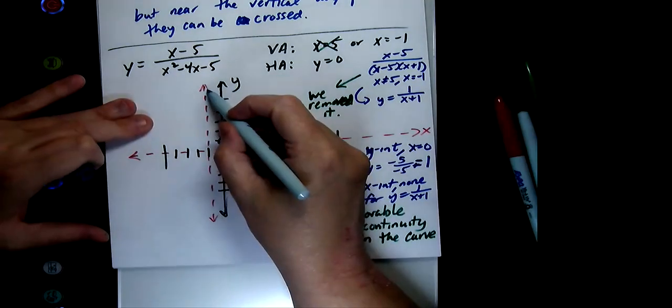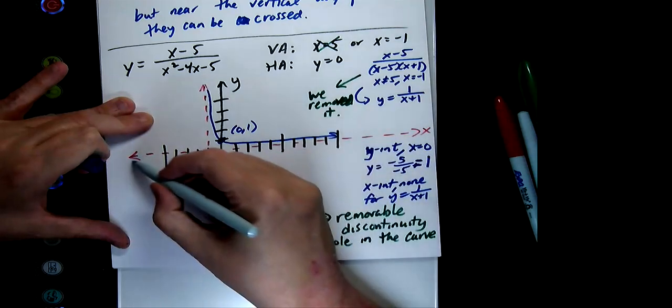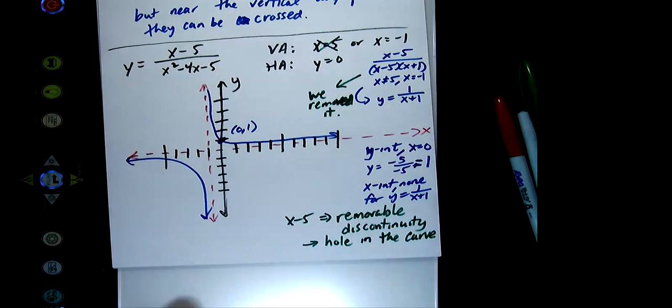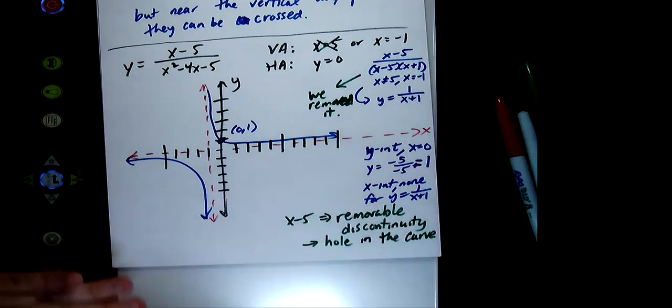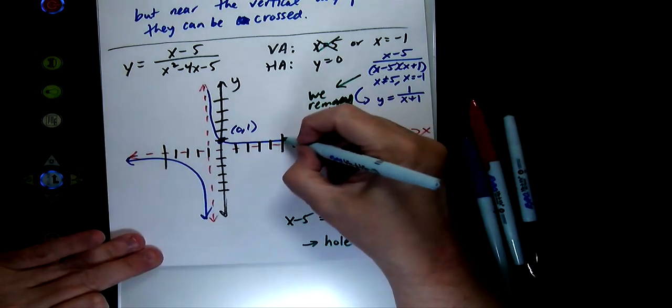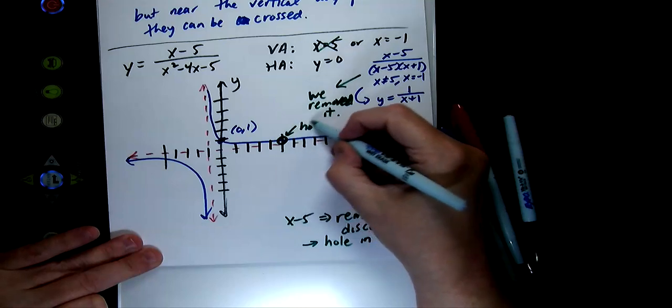So this does this. It's in the shape of 1 over x. Even though we removed it, oh, my bad. I didn't show the discontinuity. At x equals five, we have a hole. There should be a hole there.